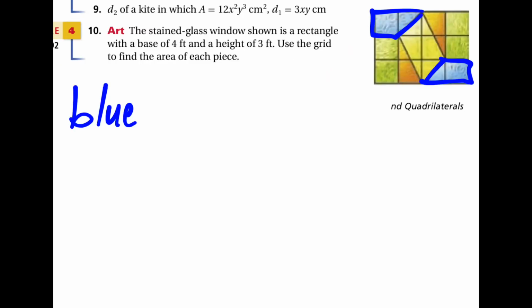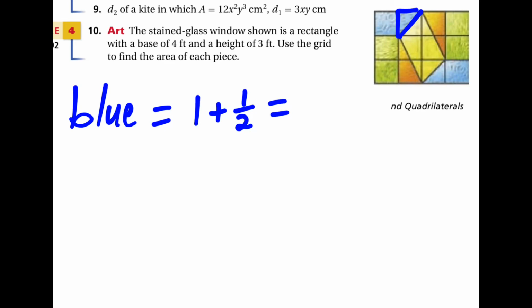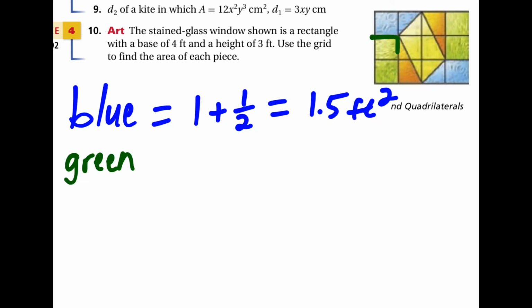For number 10, let's consider these blue pieces first. Each individual square has an area of 1, because the dimensions are 1 foot by 1 foot, 1 times 1 is 1. Then these triangles, 1 times 1 divided by 2, so it's going to be 1/2. So 1 plus 1/2 for each blue piece, 1.5 feet squared, and they're both the same size. Next up, the green, we have 2 complete squares, so we're just going to say 1 plus 1 is 2 feet squared.